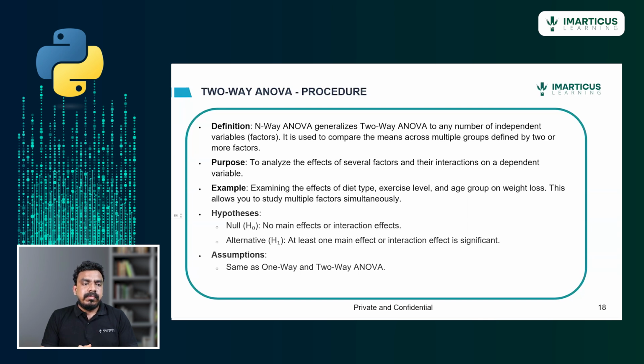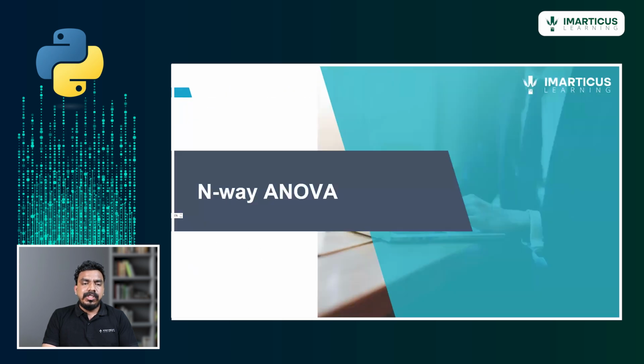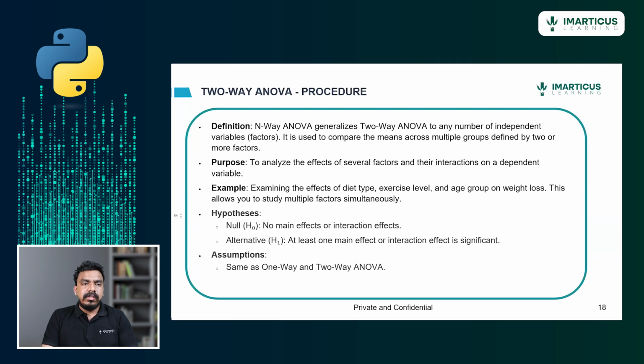What is the hypothesis here? The null hypothesis states that there are no main effects or interaction effect. The alternative hypothesis states that at least one main effect or the interaction effect is significant. What are the assumptions of N-way ANOVA? The assumptions are the same as one-way ANOVA and two-way ANOVA, where we saw normality, independence of observation, and homoscedasticity or homogeneity, that is constant error variance.